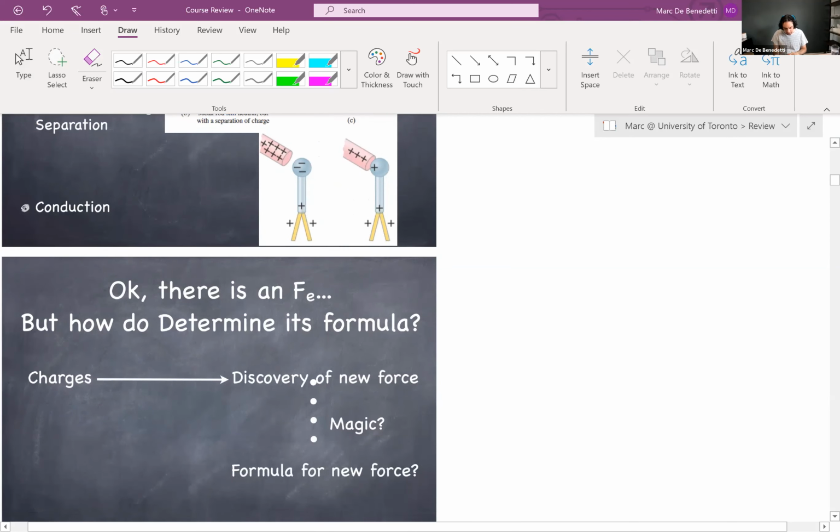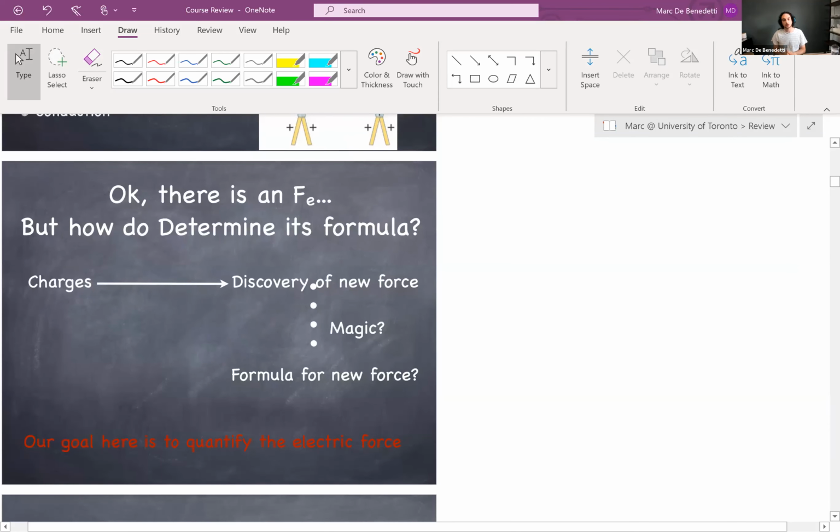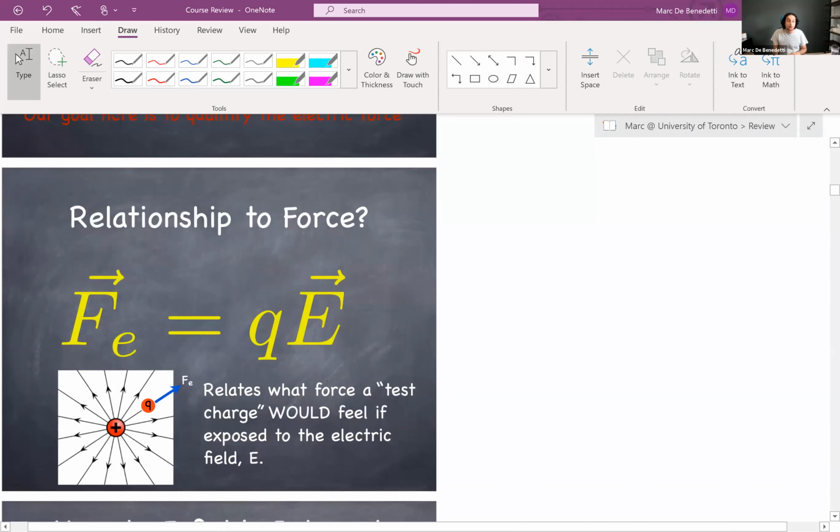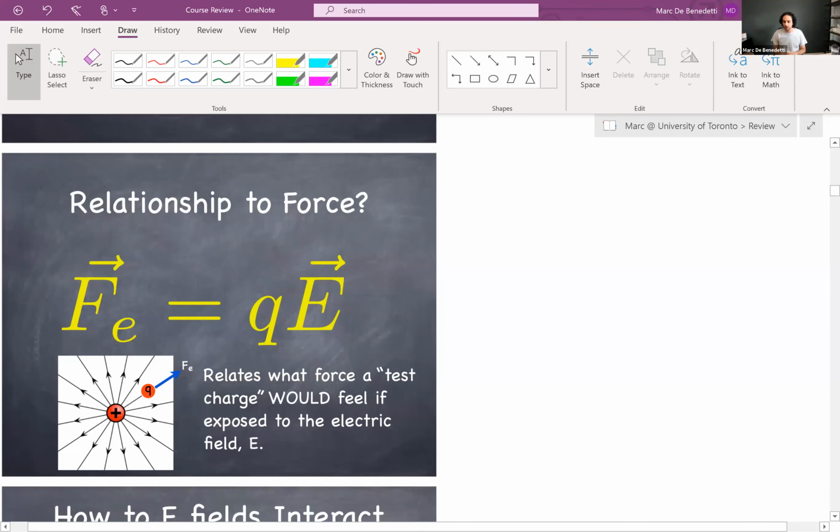From there, we went to the notion of acknowledging that we know what charges are, we know how to create charged objects, and we know how to transfer charge with a conductor. But we also noticed that these charges exert an invisible force on each other. As a scientist, our job is to quantify that. So we moved into trying to quantify that force. Okay, there's an electric force, but what's its formula? What are the variables that go into it? And we very quickly realized it's not an easy thing, because the amount of force depends on the situation.